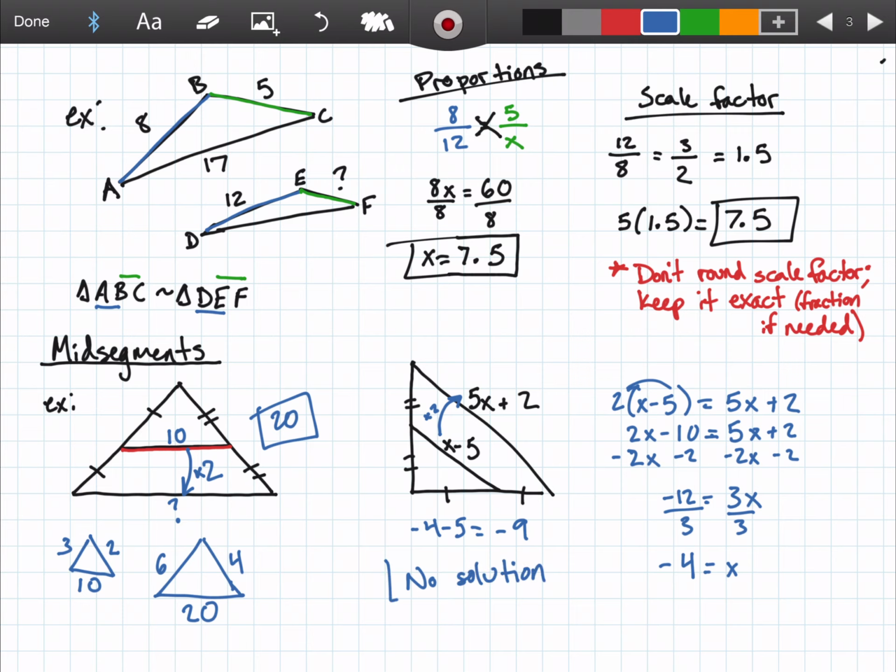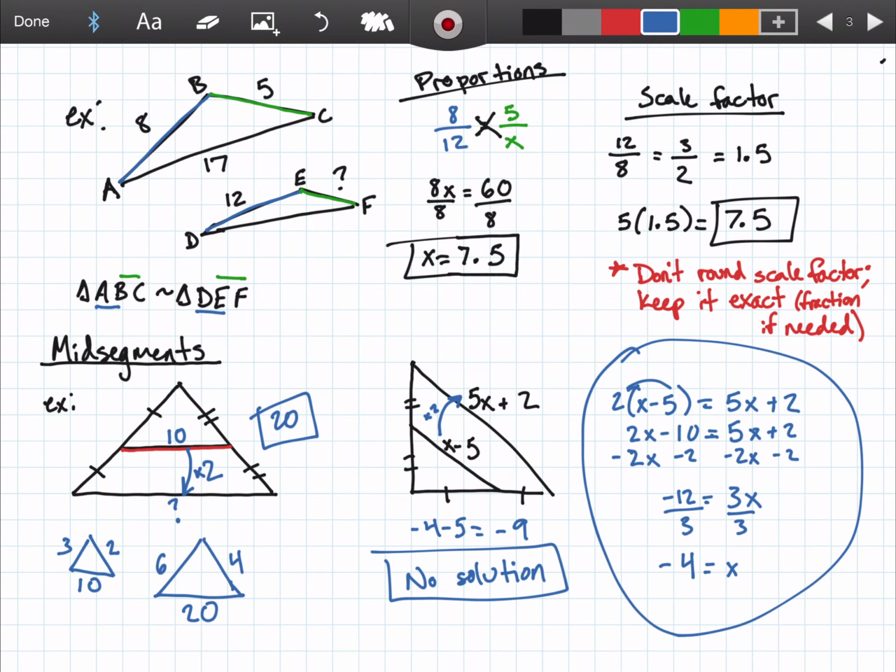Negative length is not a thing, so this would actually have no solution. You're not going to have to worry about anything too complicated like that. As long as you know how to do this part, then you're going to be fine.